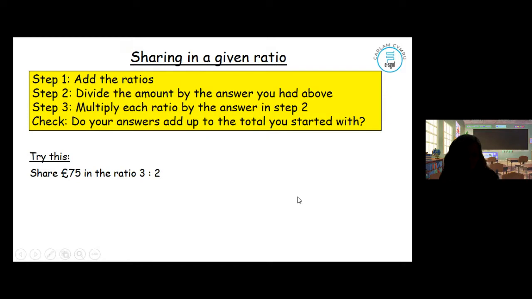So if you can do the same thing now with this next question, pause the video, have a go at sharing £75 in the ratio 3 to 2.